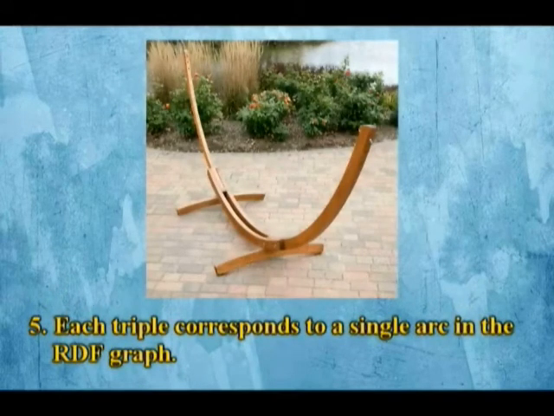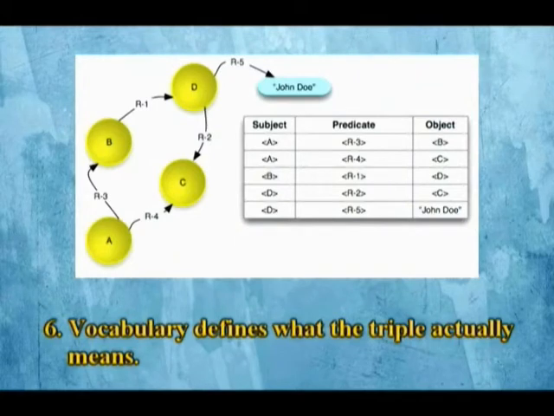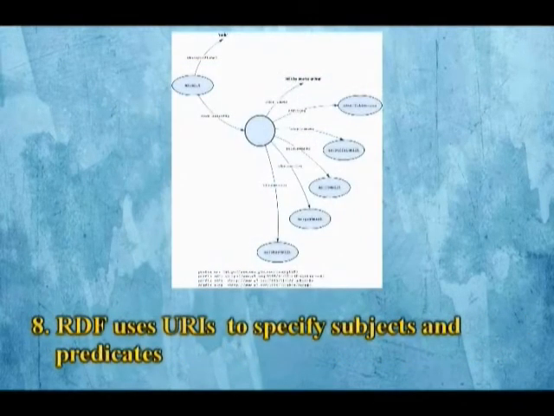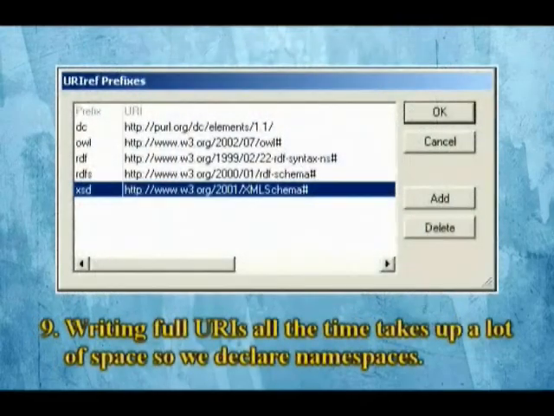Each triple corresponds to a single arc in the RDF graph. Vocabulary defines what the triple actually means. A vocabulary allows a computer to understand when you are talking about a specific concept. RDF uses URIs to specify subjects and predicates. Writing full URIs all the time takes up a lot of space, so we declare namespaces.